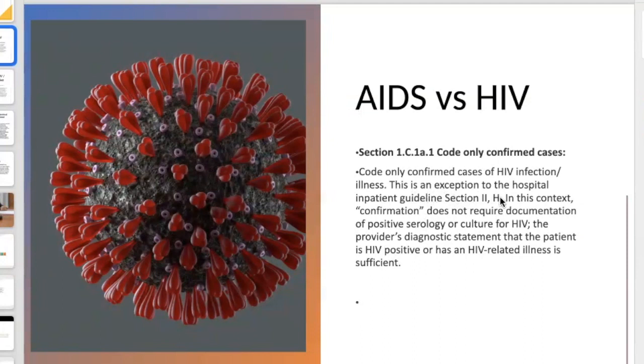It says here, this is an exception to the hospital inpatient guideline. Section 2, in this context, confirmation does not require documentation of positive serology or culture for HIV. The provider's diagnostic statement that the patient has HIV is sufficient. Now, what is the guideline trying to say here? It's kind of like contradicting itself, right?